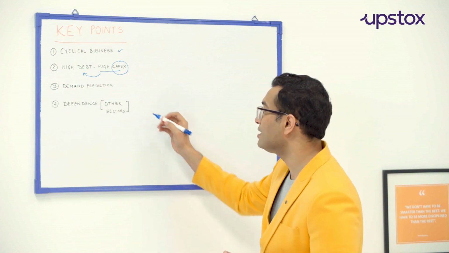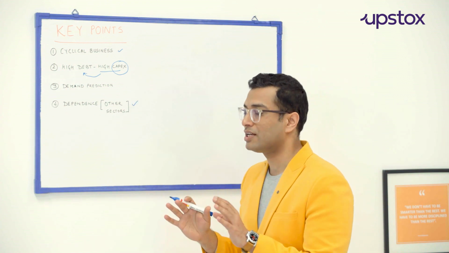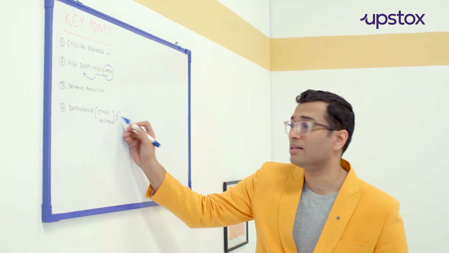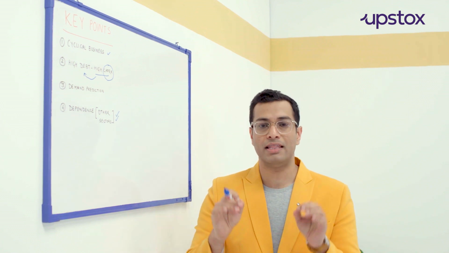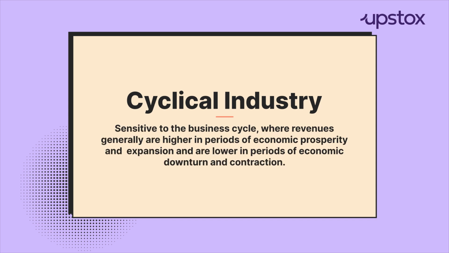Fourth and final point is that this entire metal stock industry is dependent on other sectors. What will be the demand of auto and a bunch of other different industries and the economy at large. So let us start discussing some of these key points in slightly more detail now, starting with the cyclical nature of the business. To understand this cyclicity, take a look at two charts now.